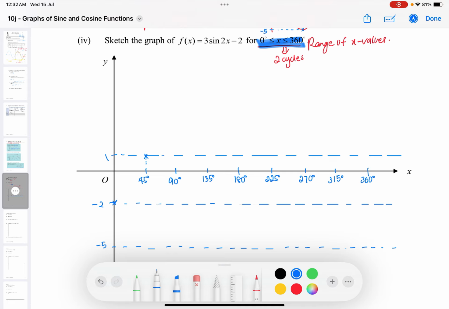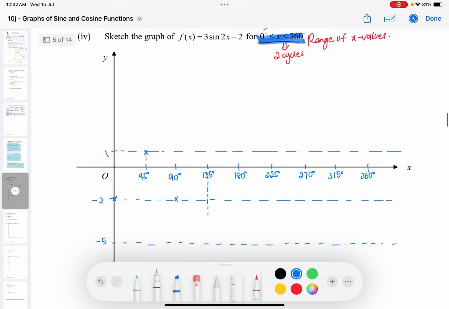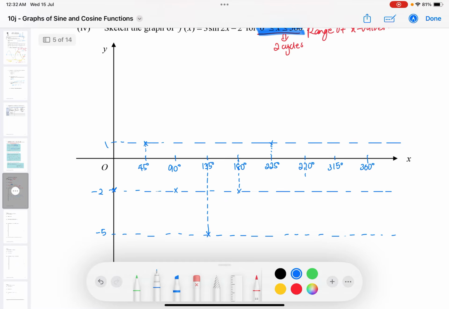This is the max. Then it will come down to -2 again at 90. This is the pattern. And then after you go down all the way to -5 at 135, and then at 180, -2 again, followed by the maximum at 225, again at -2, and then followed by the minimum again at 315, and lastly at 360.